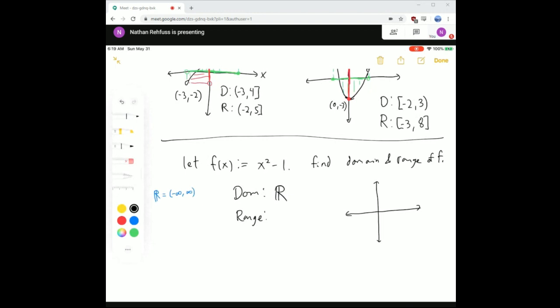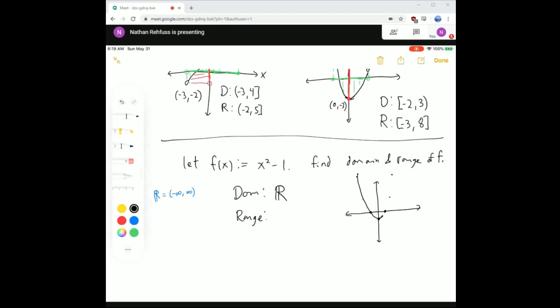So if I plug in 0, I just get 0 squared minus 1, that's negative 1. If I plug in 1, I get 1 squared minus 1, that's 0. If I plug in negative 1, I get the same thing. If I plug in 2, I get 4 minus 1, which is 3. And 3 gets me 9 minus 1, which is 8. Same on the other side. In fact, this shape is a parabola again.